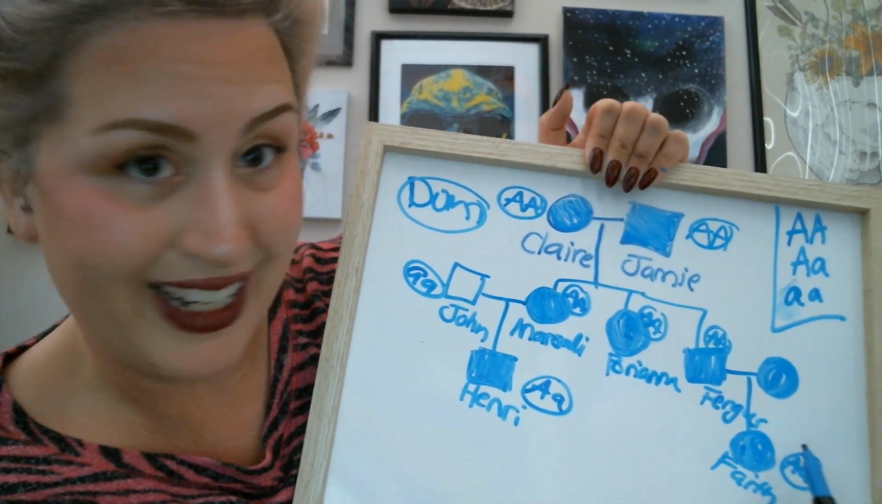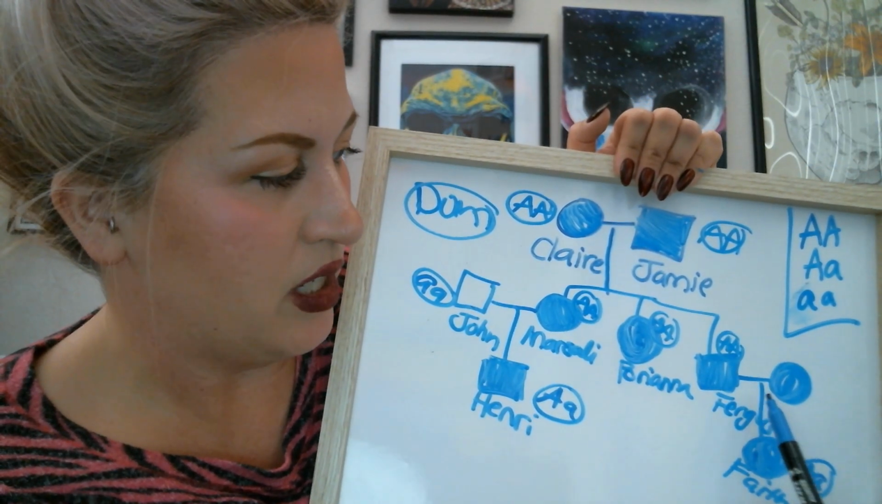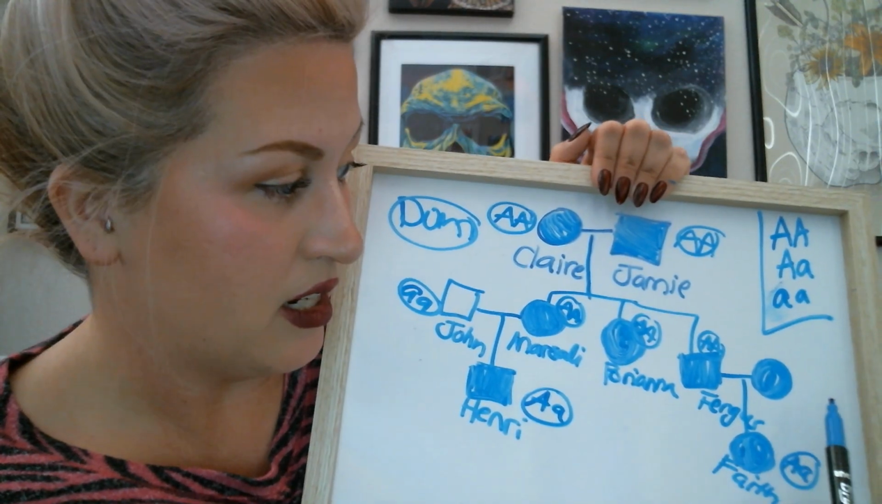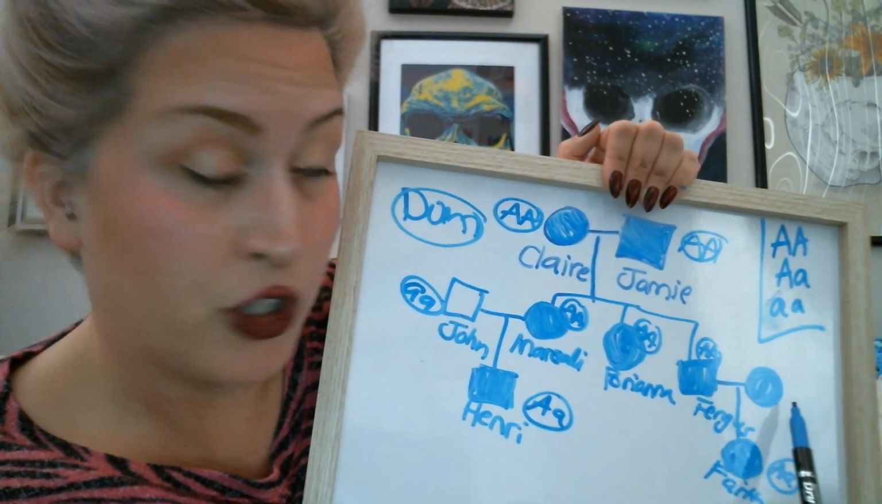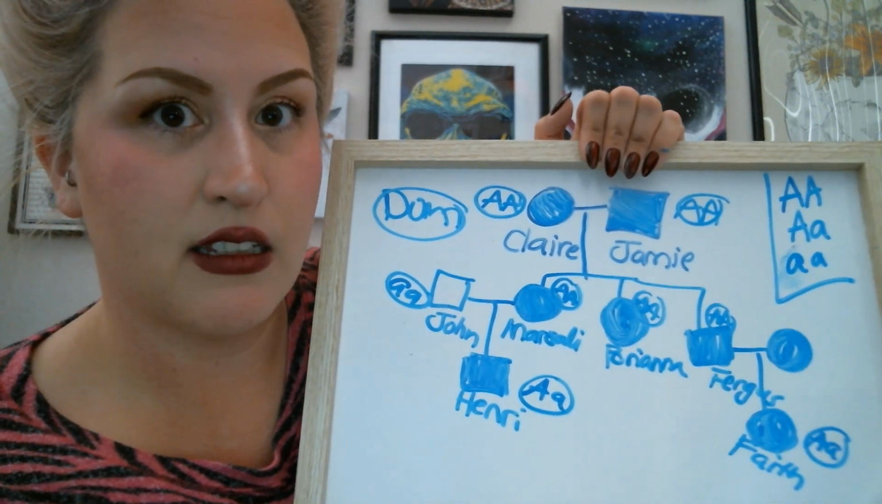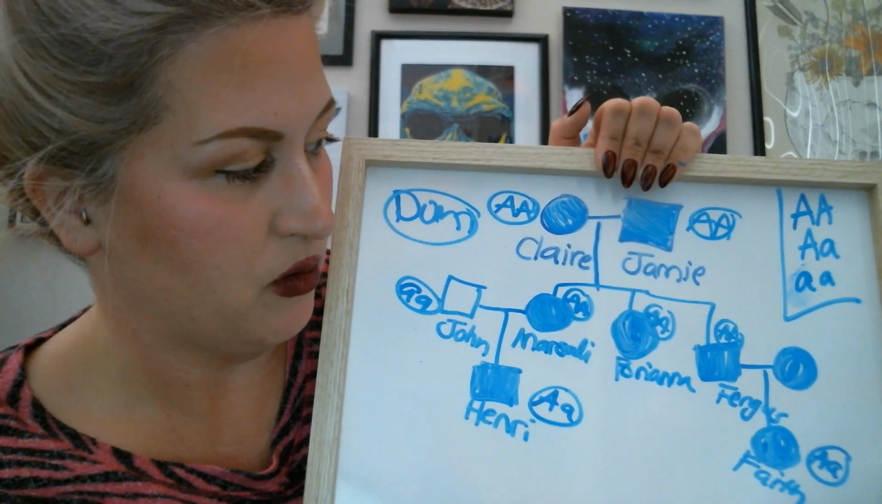And there's only 1 left, Fergus's mate, Faith's mother. So we have Fergus, who was homozygous dominant, and Faith, who is heterozygous. So let's see if that can clue us into what the female is. Now, she's shaded, so we know she can't be homozygous recessive. She has to be either homozygous dominant or heterozygous.